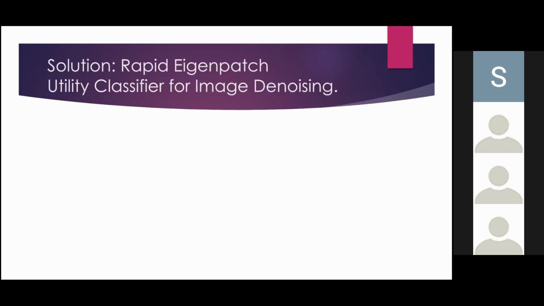So the solution then is what we've termed the rapid eigenpatch utility classifier for image denoising. And there's more pictures to follow. This is the last boring word slide. Basically, we first determine the point spread function. I'll go into exactly what that is in a second. But what this lets us do is split the image into patches. This allows us to narrow our analysis to a scale which circumvents global image properties or global material properties. By doing this, it doesn't rely on encompassing any knowledge of the crystal structure or anything like that. We can just focus on local analysis within the image.